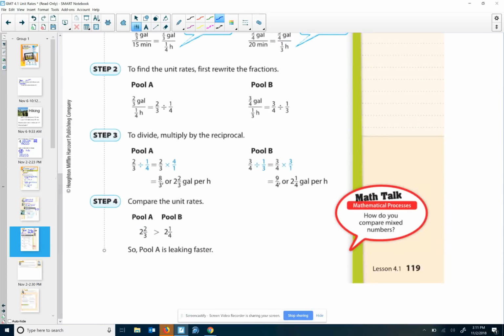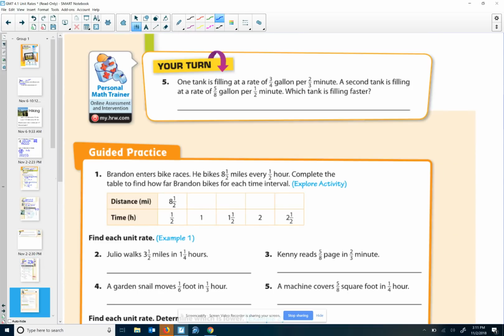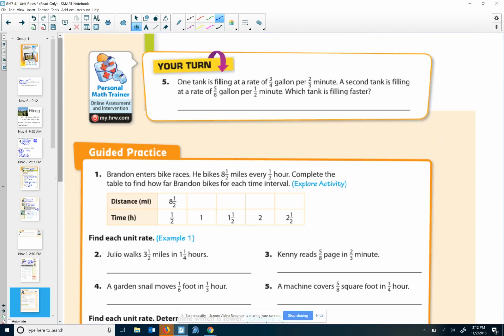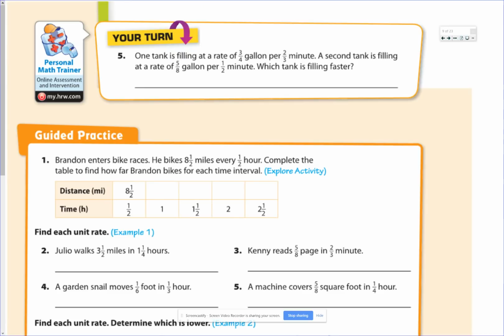Alrighty. They've stepped through another example on this page, but basically what I want you to do is let's just zippity-doo-dah to this page with the guided practice problems that you have, which should be over here on page 120. Ooh, but before we get there, let's take a little detour up here at the top where it's talking about this tank. This tank is filling at a rate of 3/4 a gallon for every 2/3 minute. And then you have another tank that's filling at 5/8 of a gallon per half minute. Which one is filling faster?